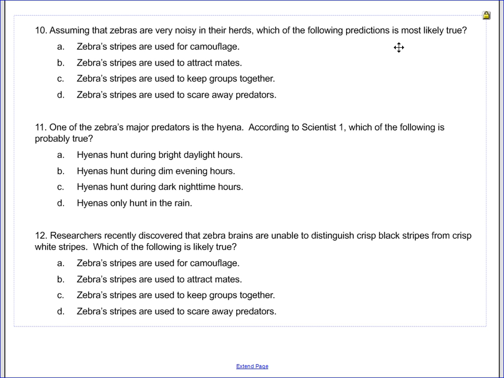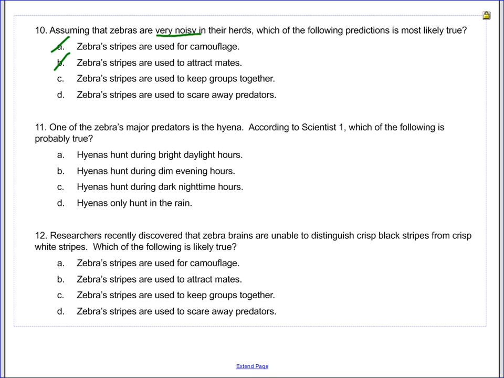So question 10, assuming that zebras are very noisy and are in herds, which of the following predictions is most likely true? If we look at our options here, okay, zebras are very noisy. Zebra stripes being used as camouflage doesn't make any sense. Camouflage hides things, which are you heard. Zebra stripes are used to attract mates. Well, neither scientist discusses that anywhere, so we know that that's not happening. So then the two options we need to examine are, is it that zebra stripes are used to keep groups together, or zebra stripes are used to scare away predators?